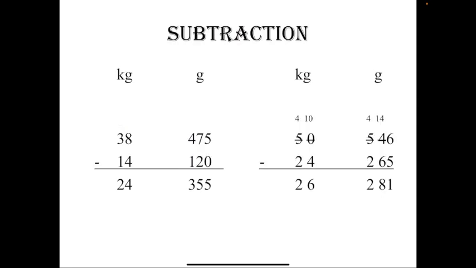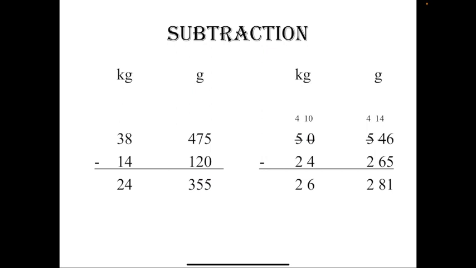Now moving on to subtraction. Just like addition, subtraction is also very easy. Just like normal subtraction. You all have already done so many subtraction sums. So it is very easy for you, I know. Still let us revise. Again I have got two weights, 38 kilograms 475 grams minus 14 kilograms 120 grams.